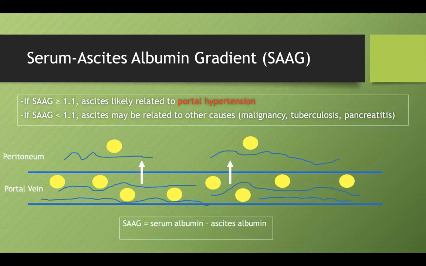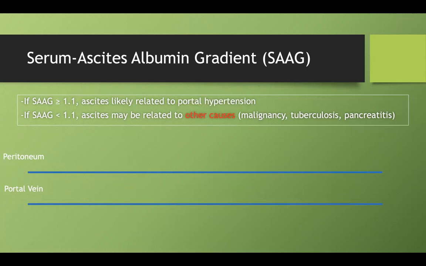And so if we calculate the SAAG, let's say our serum albumin is still 4, and a decent amount of fluid escapes into the ascitic fluid, but not too much albumin. Then the SAAG would be, for example, 4 minus 2, and that would give us a SAAG of 2. And remember, anything greater than 1.1 is likely related to portal hypertension. It's because not too much albumin is escaping. It's a lot more of just the fluid escaping because of that strong hydrostatic force.